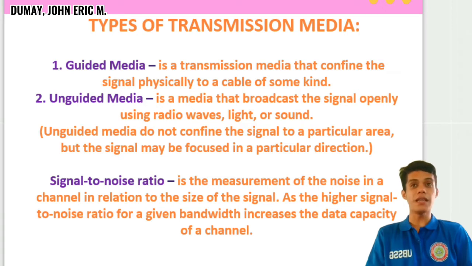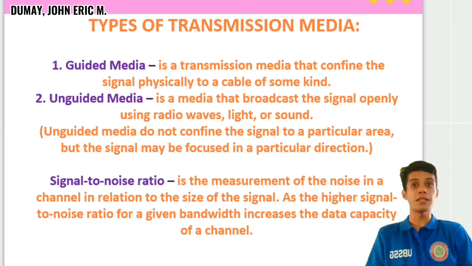Guided media is a transmission media that confines the signal physically to a cable of some kind, while unguided media is a media that broadcasts the signal openly using radio waves, light, or sound. Unguided media do not confine the signal to a particular area, but the signal may be focused in a particular direction. Signal-to-noise ratio is the measurement of the noise in a channel in relation to the size of the signal.